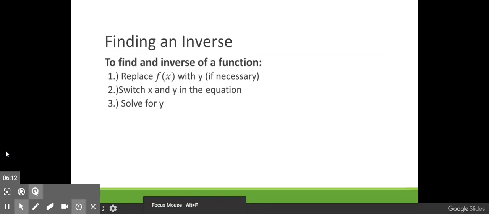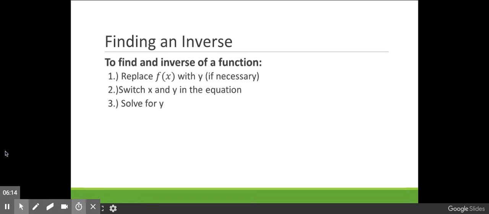So finding an inverse. To find an inverse of a function, we first want to replace f of x with y, if necessary. So if we have an equation that already has y equals, we don't have to do that step. Our second step is switch x and y in the equation. So we are literally taking x and switching it with y, because that's what an inverse of a function is. And then our last step is to solve for y. So we want to get it as a y equals equation. And then if necessary, we can change it back to f inverse of x to show that it is the inverse.